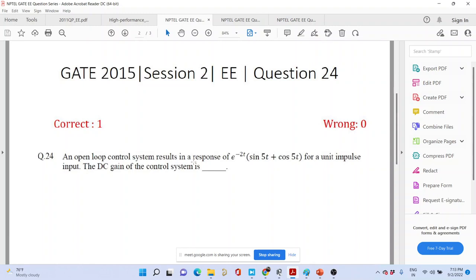Sir, can you solve this sum only? Which sum do you want to solve? And open loop control systems result in the response of e power minus 2t into sine. I will discuss the solution.